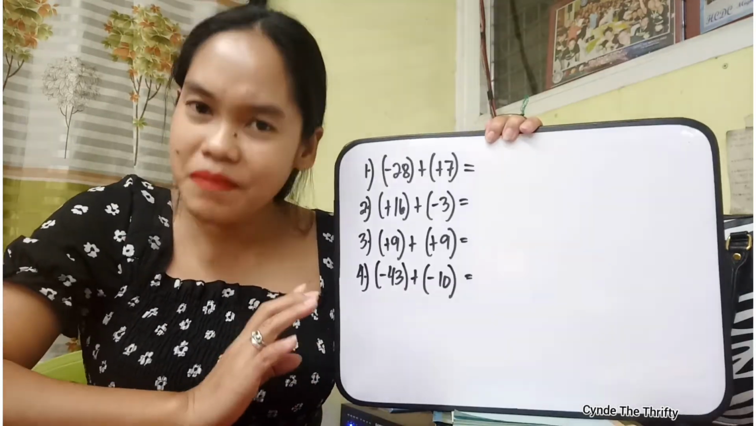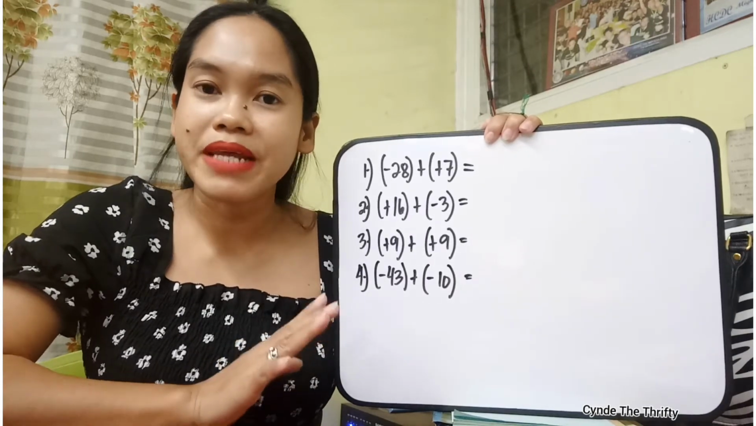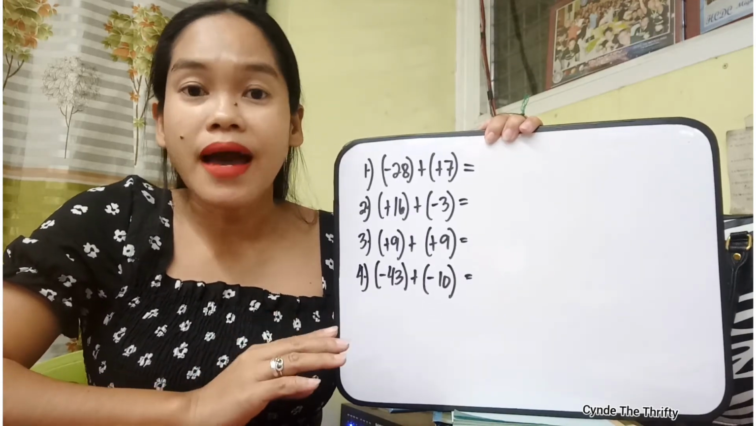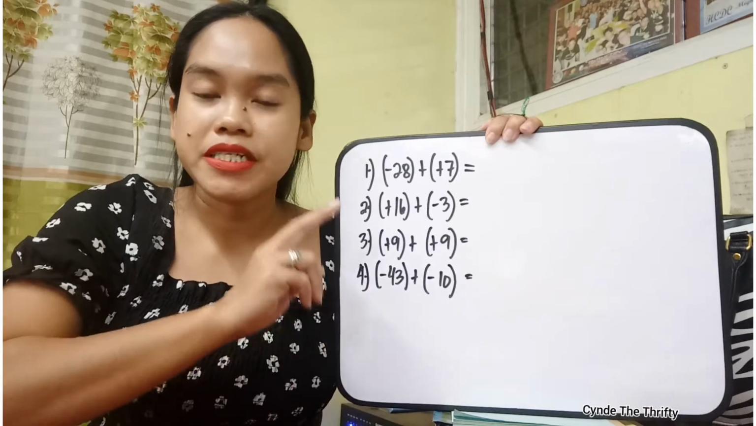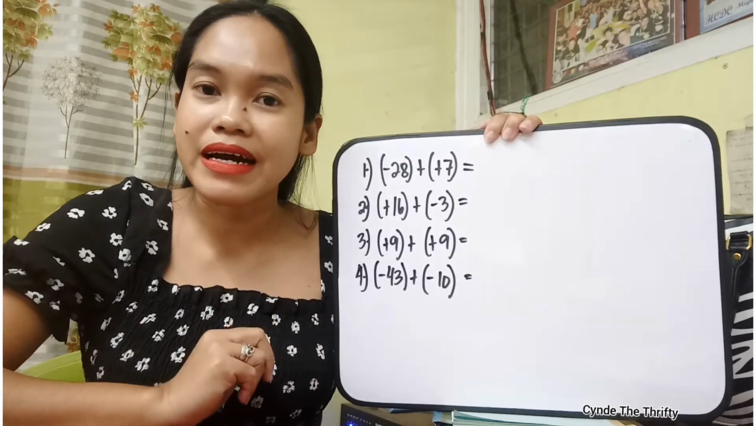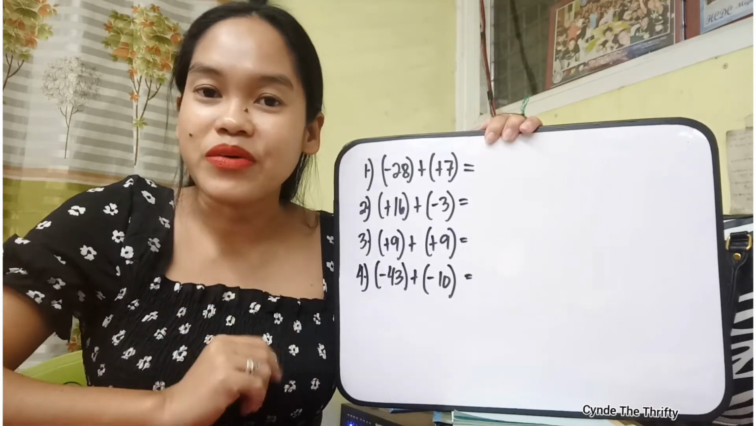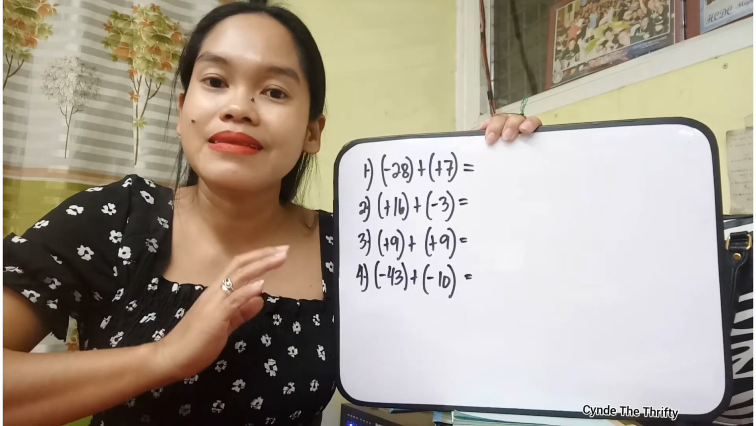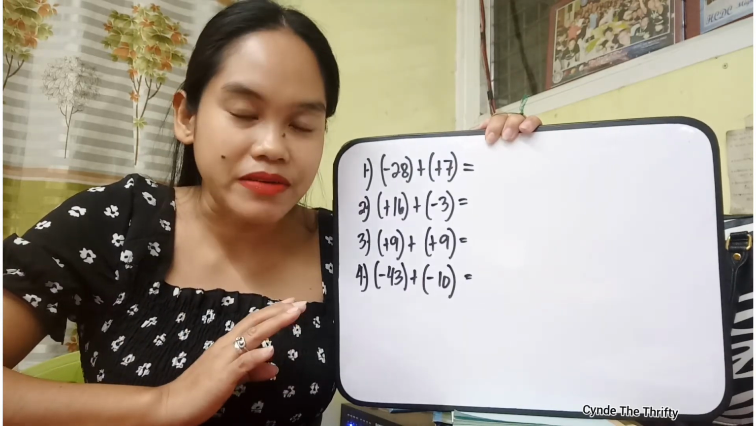O, di ba napakadali lang mag-add ng set of integers basta alam natin yung rule. Ano nga ba ulit yung rule? Kapag magkapareho yung kanilang sign, whether it is parehong positive or parehong negative, ang gagawin natin is i-add lang natin yung ating addends pagkatapos kopyahin natin yung kanilang common sign and meron na tayong sagot.